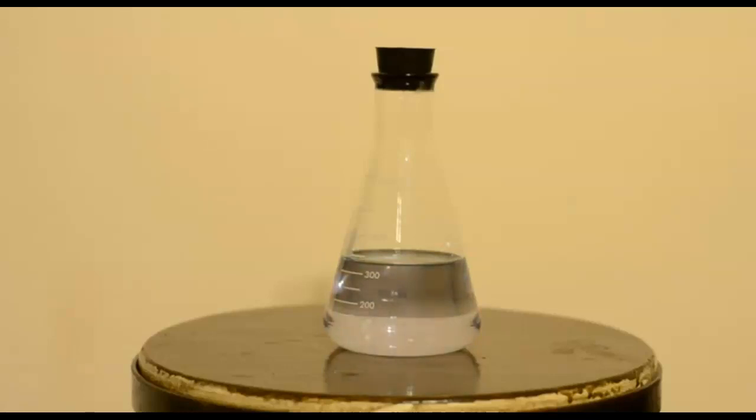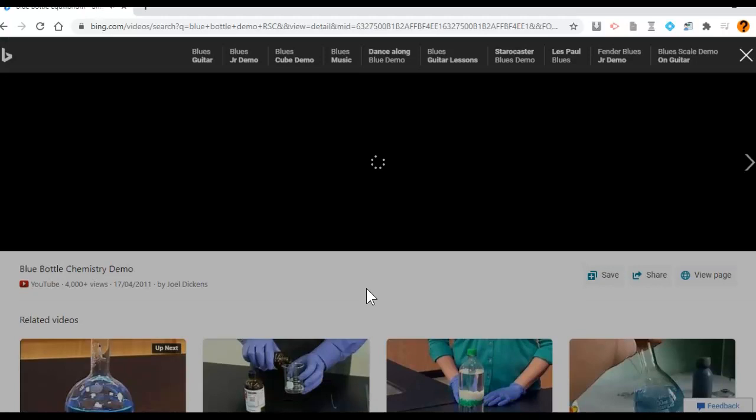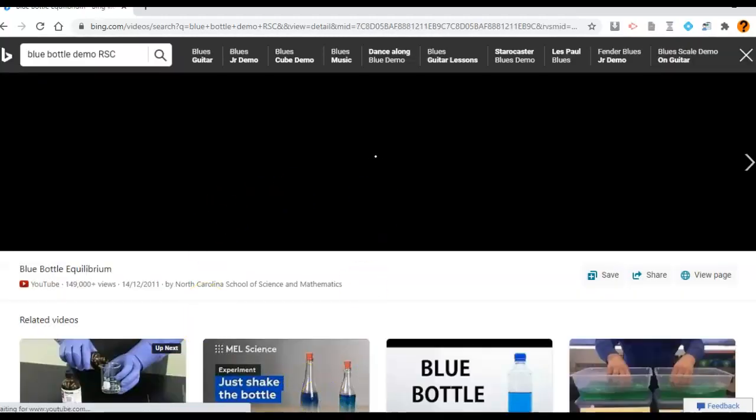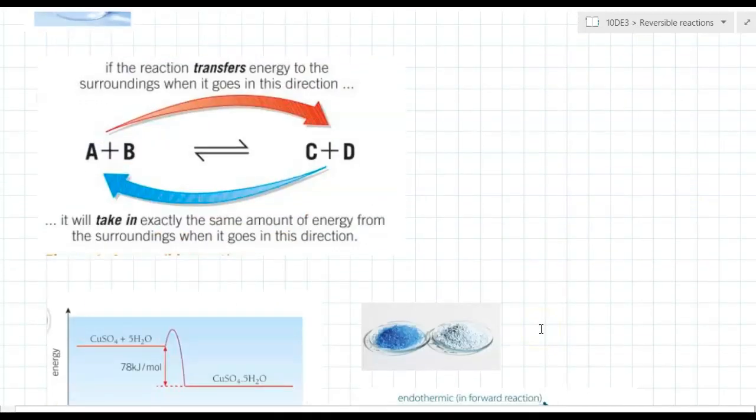And now if we want to show that it's a reversible reaction following it being clear, then we can give it another shake and it should go back to being blue again. Okay, so we've got reversible reactions that go in both directions, and our next thing is to understand what's happening to the energy.